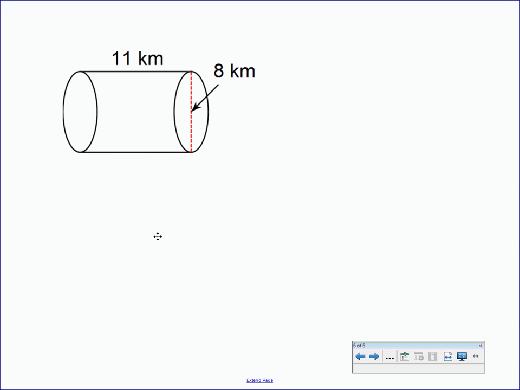So the formula for this one is base times height, or pi r squared, which is a circle, times the height. Be careful, this is the diameter. The radius you'll have to find to use the base is 4 kilometers.